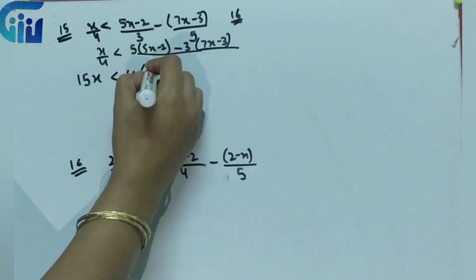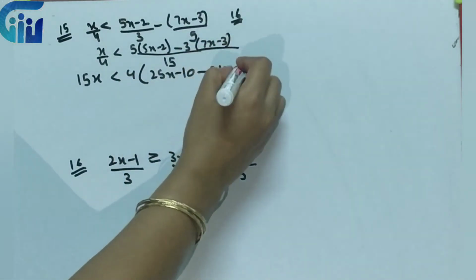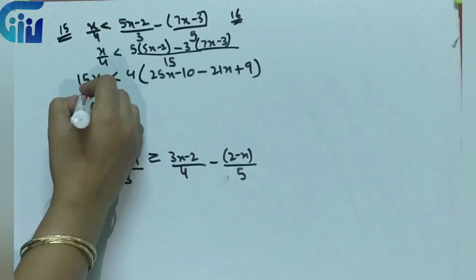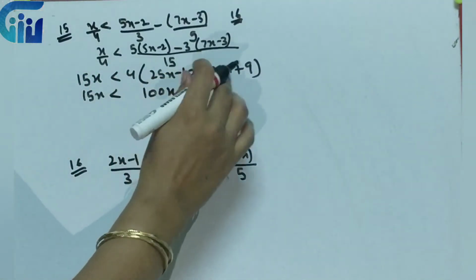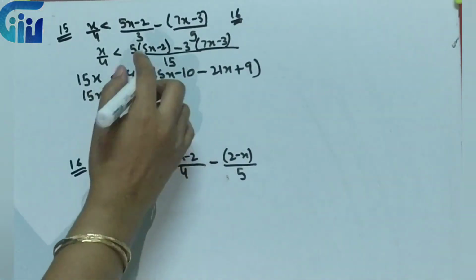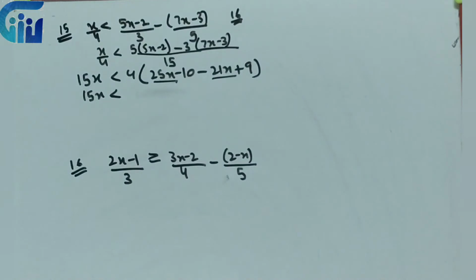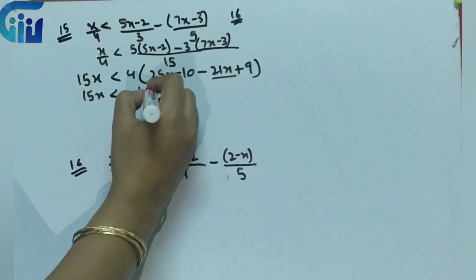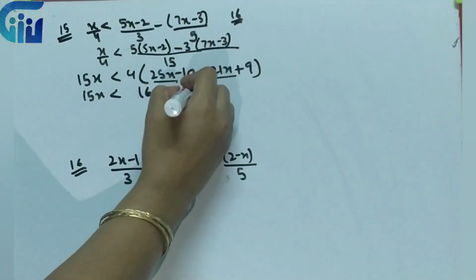So over here we will have 25x minus 10 minus 21x, and this will be plus 9, right? So 15x less than, this will be 100x. Or we can just solve and then multiply by 4. 24x minus 21x will give me 4x. 4 into 4 will give me 16x. Minus 10 plus 9 will give me minus 1. With 4 will give me minus 4.